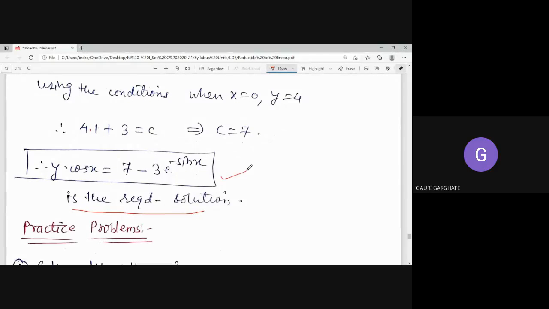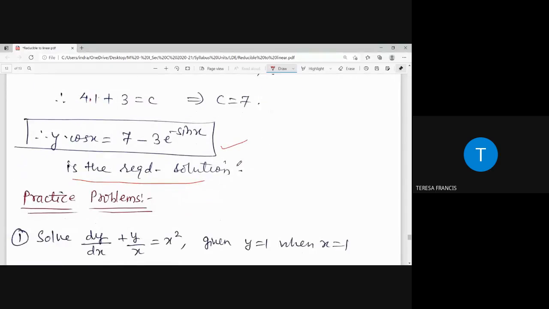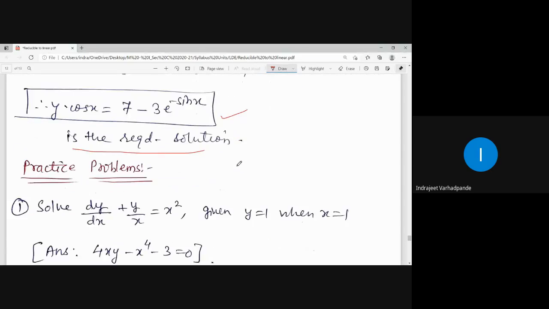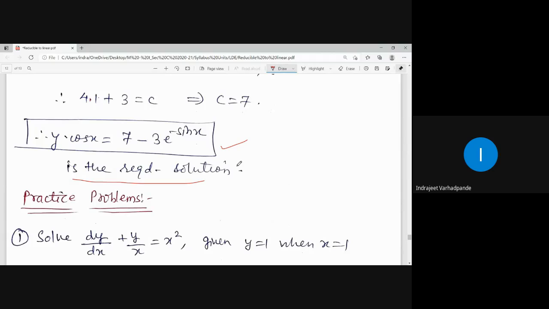Finished? Yes, sir. Please note down the practice problems. Number 1: solve dy by dx plus y by x is equal to x square, given y is equal to 1 when x is equal to 1. Can anybody tell me what kind of equation it can be compared with? Linear, with dependent variable y.